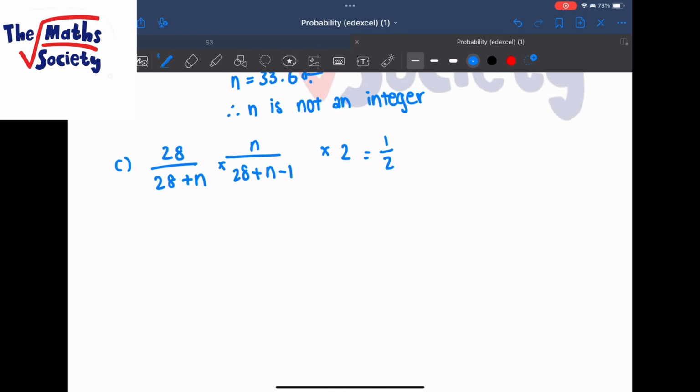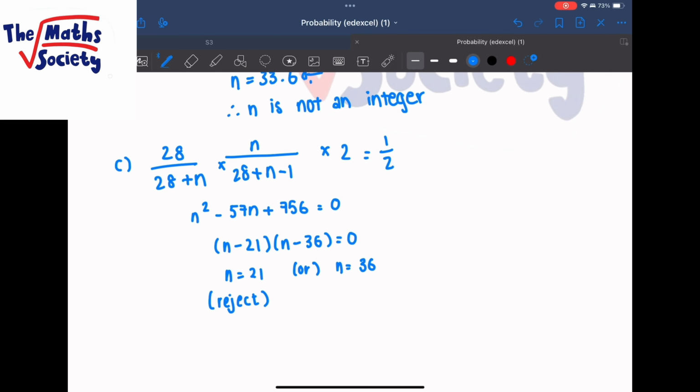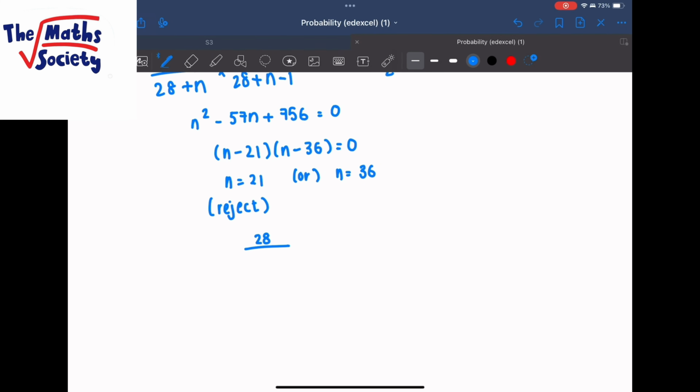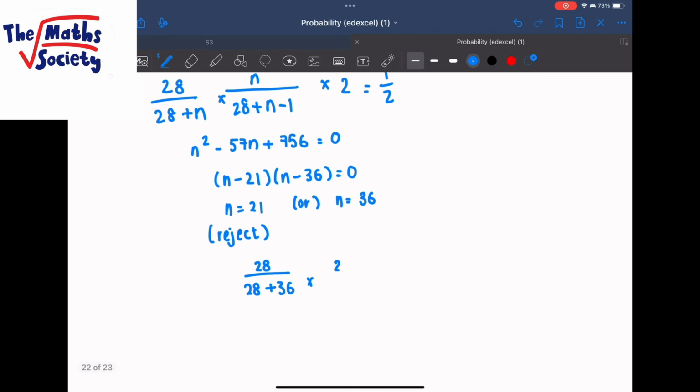So then it should be n squared minus 57n plus 756 equals 0. So then you'll have n minus 21 or n minus 36 equals 0. N equals 21 or n equals 36. So we need to reject this. Sorry, it is n equals 36. So that's 28 by 28 plus 36, multiply, that's 27 by 28 plus 35. That's equal to 30 by 16, and that is your answer.